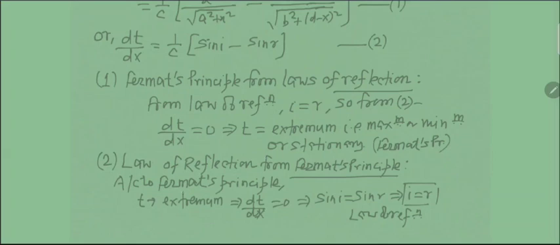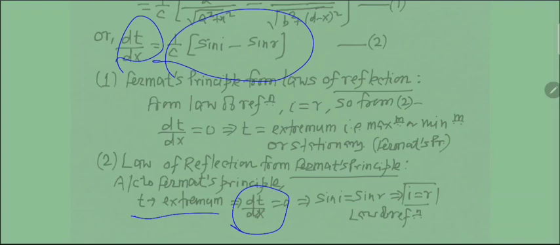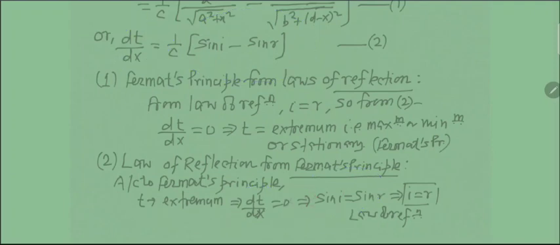Suppose t is your extremum, if we consider that Fermat's principle is true, then t will be extremum, which implies dt by dx will be equal to 0. And as soon as dt by dx is equal to 0, this whole entity on the right side is equal to 0. So sine i will be equal to sine r basically. And as soon as you say that sine i is equal to sine r, clearly i will be equal to r by the laws of reflection. Actually, not by the laws of reflection; the laws of reflection have been derived from here.